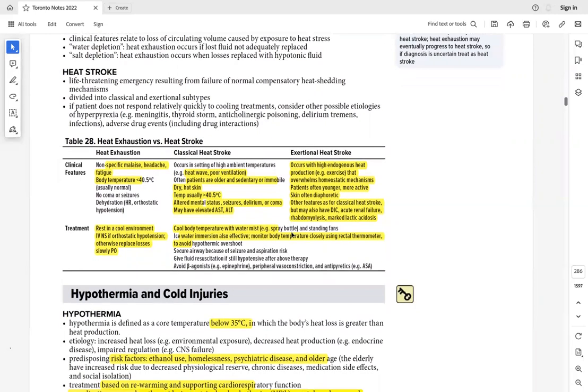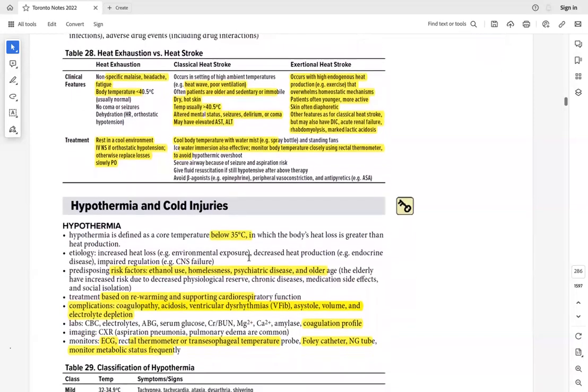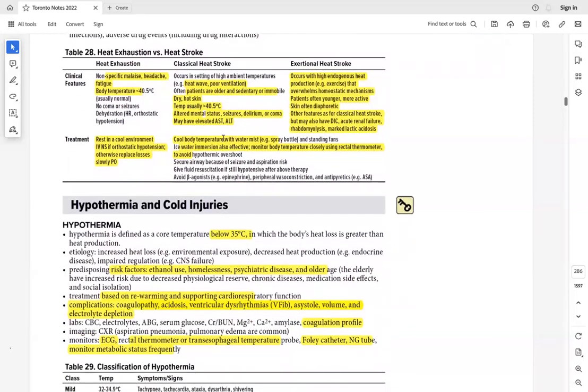So what is the treatment for both of them? It is to cool the body temperature with water mist and ice immersion, and monitor body temperature closely, usually using a rectal thermometer. How are we monitoring the body temperature? With a rectal thermometer. Basically, we have to cool the body back, put the patient in ice immersion, and start IV fluids so that the temperature comes back.